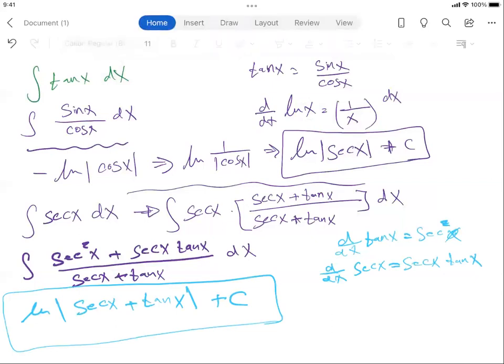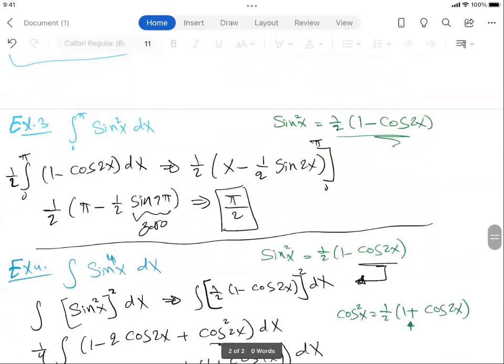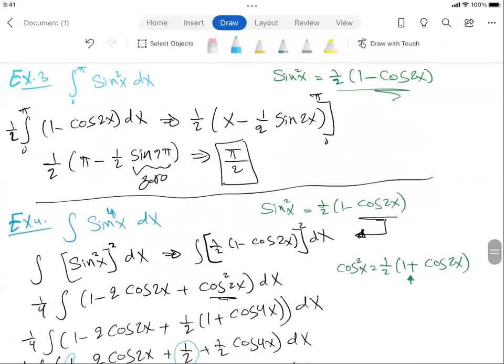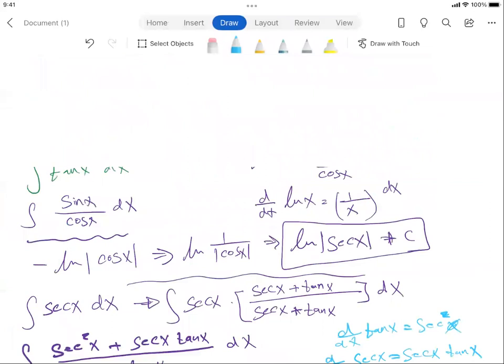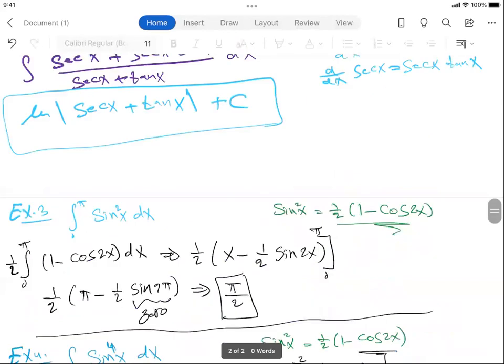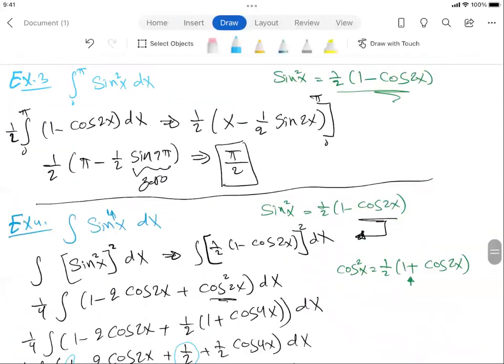Okay, let's move to the next page. I will erase in here. What has happened in here? Let's erase this.